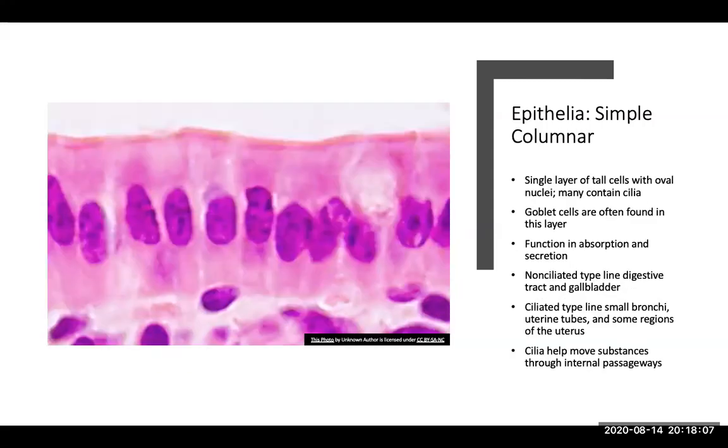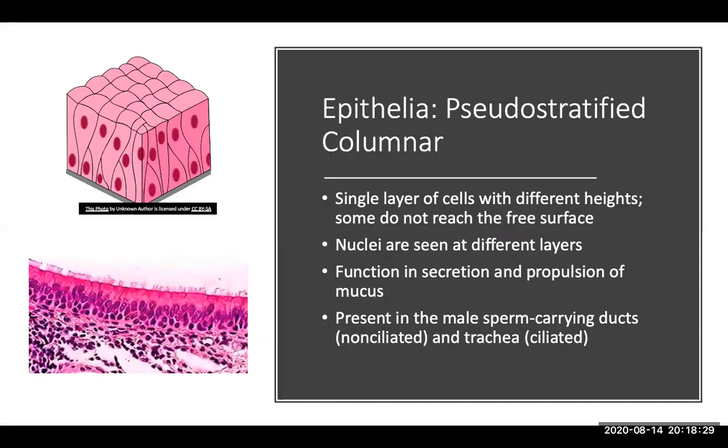Simple columnar is a single layer of tall cells with oval nuclei. They're found in your small intestine, digestive tract, and gallbladder. They can be non-ciliated or ciliated. Ciliated means they will help move particles or substances, and non-ciliated means they won't have that layer of cilia attached to their apical surface. Pseudostratified, again, are cells at different heights with nuclei at different heights. They're present in the male sperm carrying ducts as non-ciliated and in the trachea as ciliated.